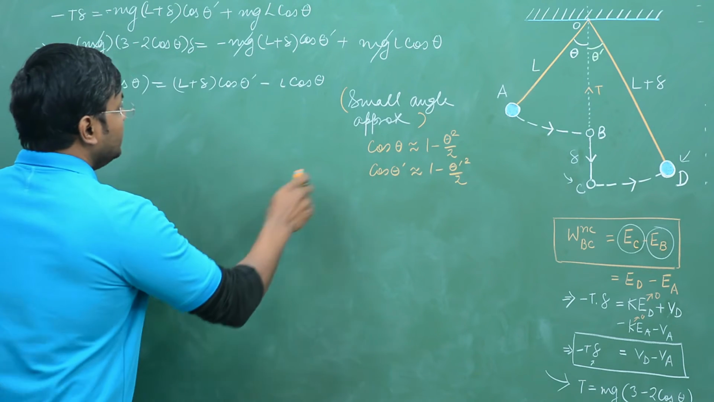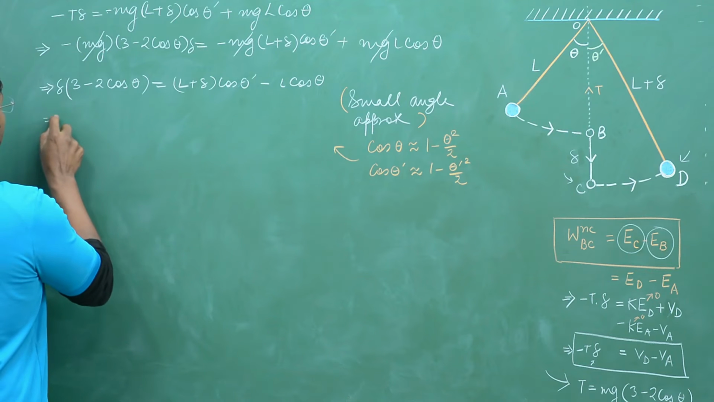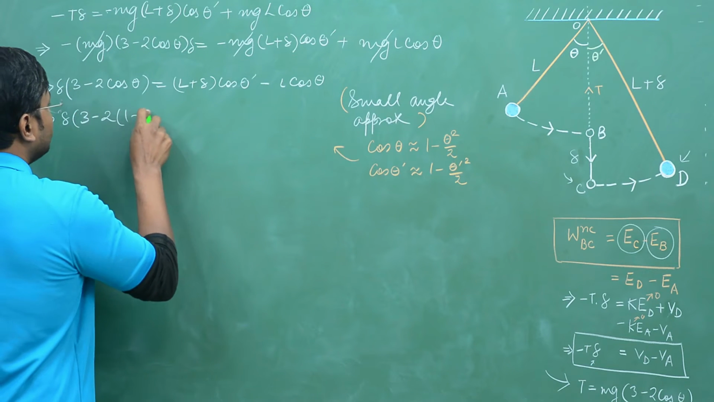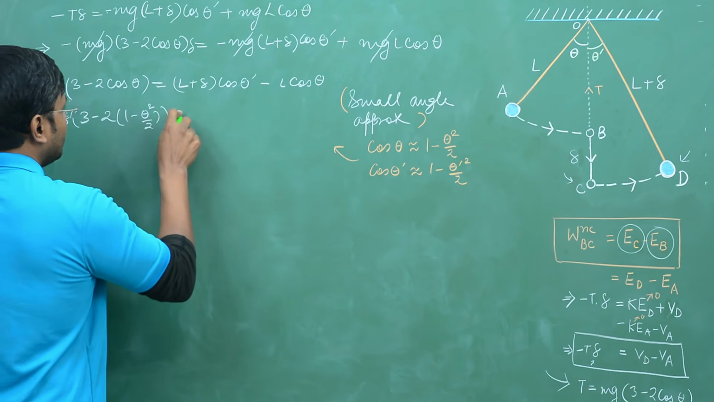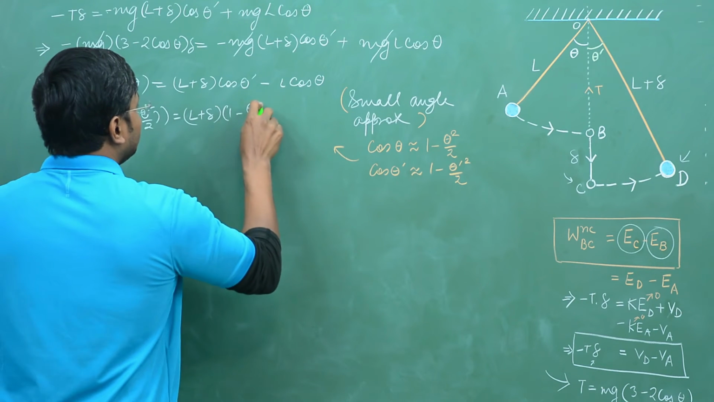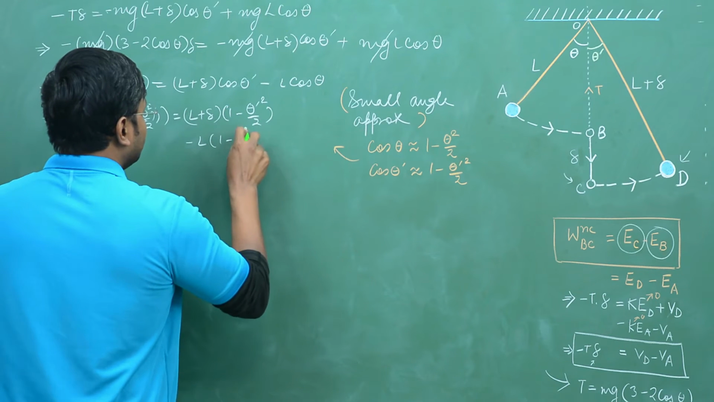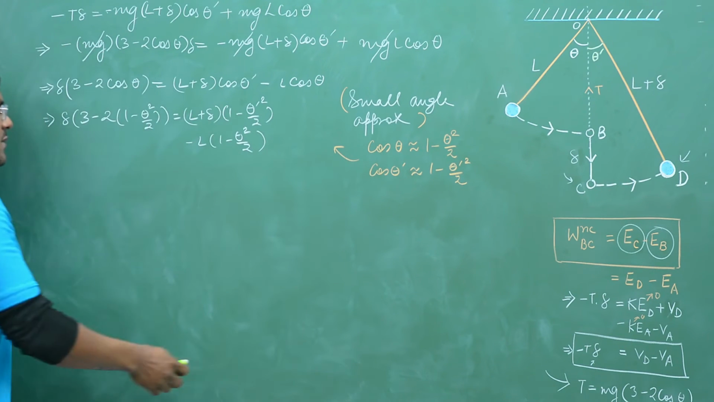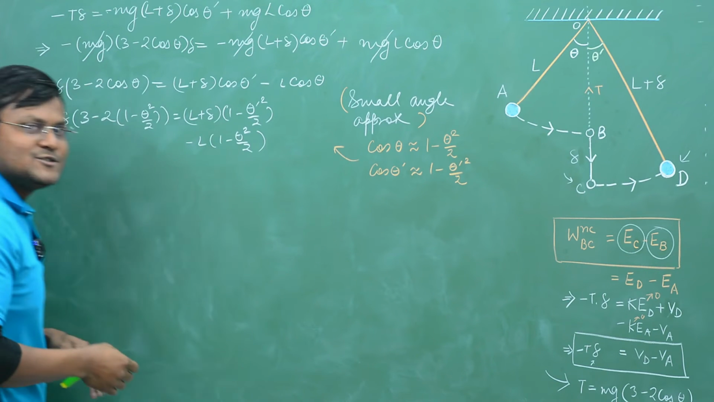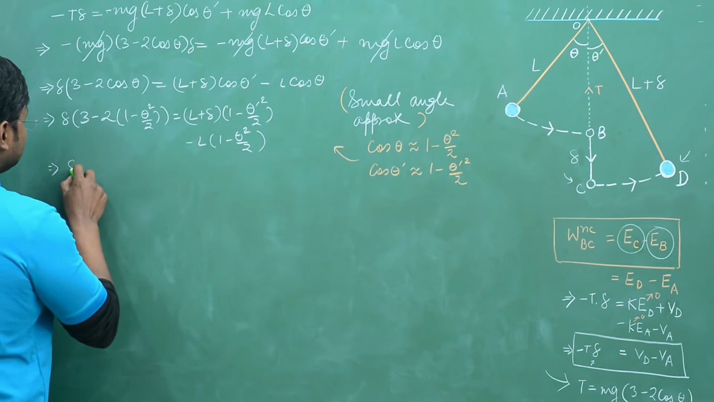If I substitute these expressions here, then this is simply going to be equal to del (3 minus 2 (1 minus theta square upon 2)) is equal to (L plus del)(1 minus theta dash square upon 2) minus L(1 minus theta square upon 2). Essentially, it's a mathematical problem where I'll have to simplify all the terms to come up with the final answer. So let's do that. So what do we get here?